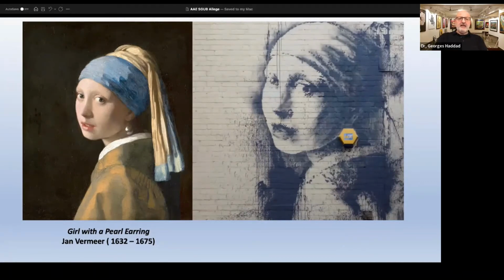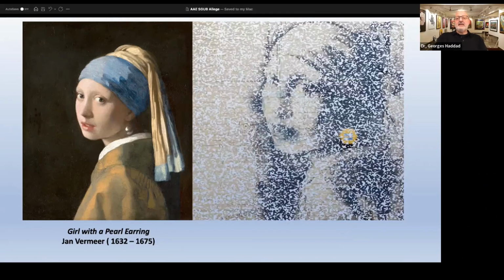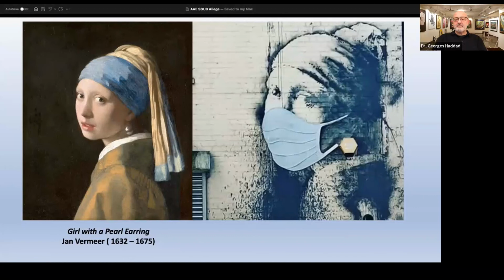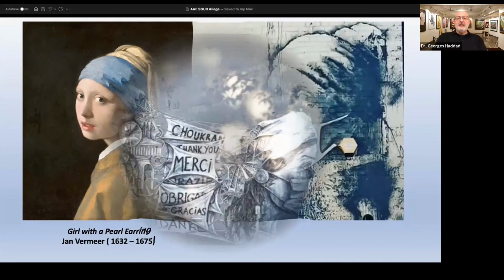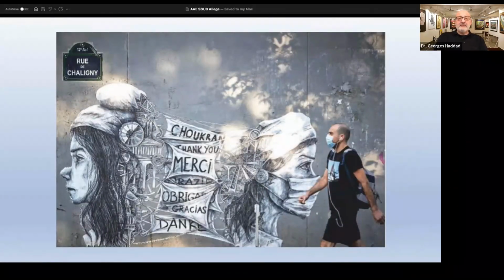This is a painting by Banksy in London. And you see that he worked with the Girl with a Pearl Earring of Vermeer. He used this alarm as an earring, and he did this. And during COVID, I don't know if it was him or somebody else, they came in and put a mask on her. So for this, I tell you, thank you, shukran, merci. This is also street art in France, Rue de Chaligny, where there is Marianne on one side and the street worker on the other side wearing a mask, and this gentleman walking and wearing a mask.